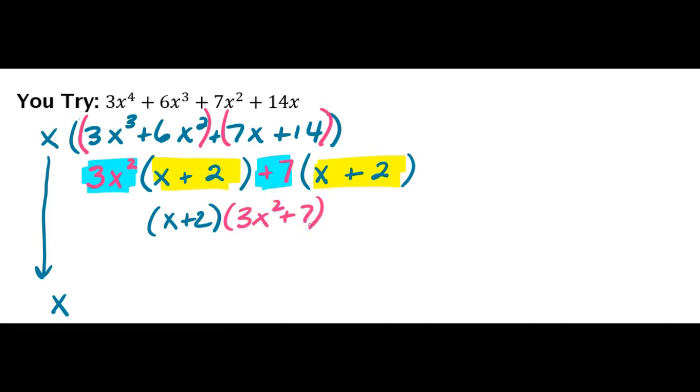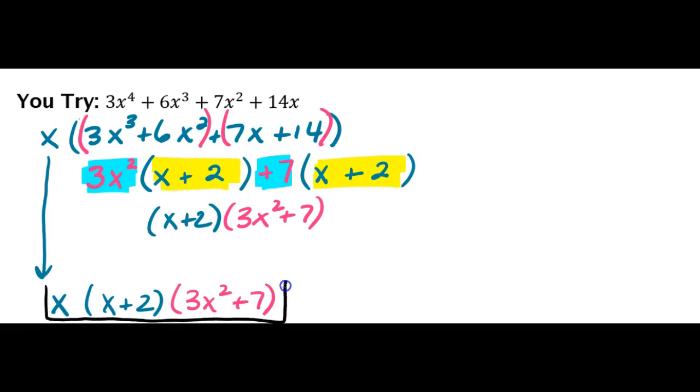So that's my answer of my grouping problem, but at the very beginning we factored out an x. So my very final answer is the x we took out at the beginning, x plus 2, and 3x squared plus 7. So this right here would be the complete final answer.